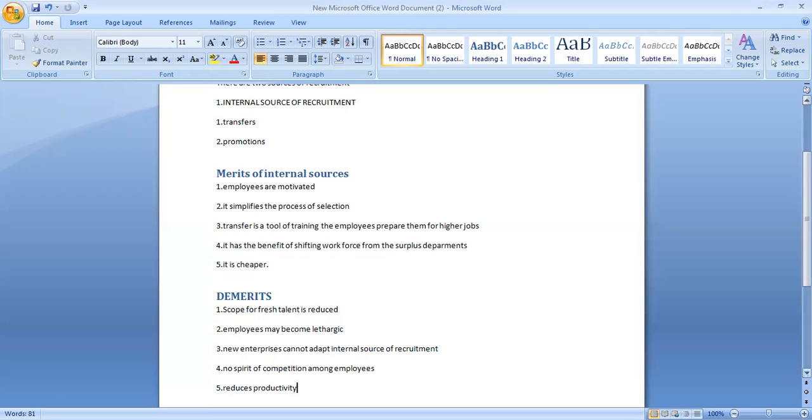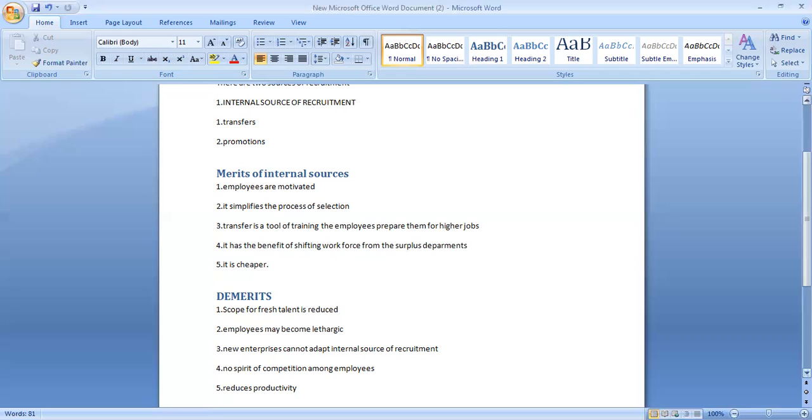So definitely, if you recruit candidates from outside, you will get a better candidate. You will get highly talented employees, and those who are really skilled enough. In the case of internal recruitment, you don't get that opportunity, because fresh talent is reduced, in the sense that you can expect fresh talent only from external sources of recruitment. Within the organization, it is the same old methods, the same old candidates with the same old work culture that they will follow.